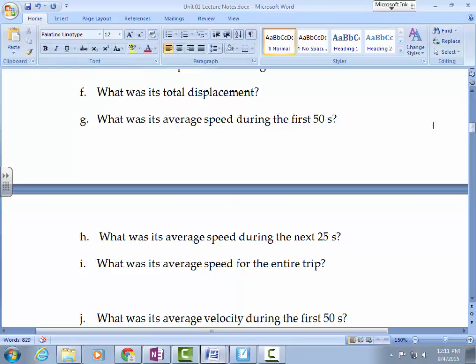So 3.33. Notice yet again that the average speed did not equal the arithmetic mean. Similarly, with the velocities, what do we get? Negative 150 divided by 50 is negative 3.